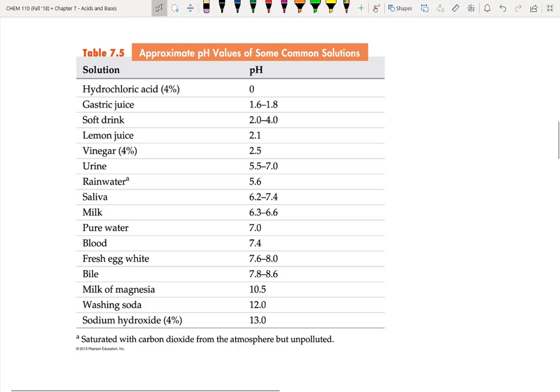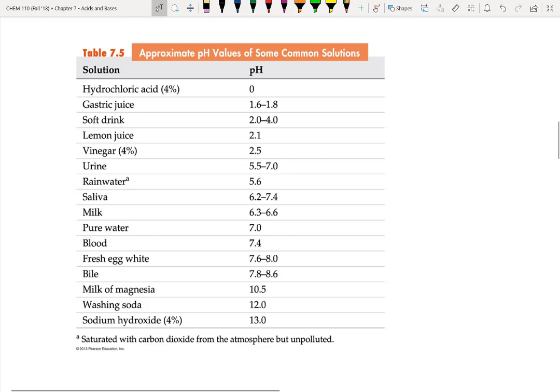Saliva is a little bit acidic, but usually closer to the neutral range. Milk is a little bit acidic due to some of the acids, the fatty acids found in milk. Pure water, meaning it hasn't been exposed to CO2, should be neutral. And then we get into the more basic things like blood, which is surprisingly basic. Egg white, bile, that's what comes out of your gallbladder, milk of magnesia, baking soda, and sodium hydroxide.